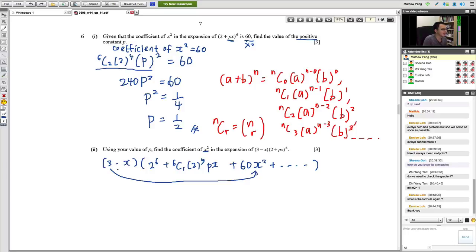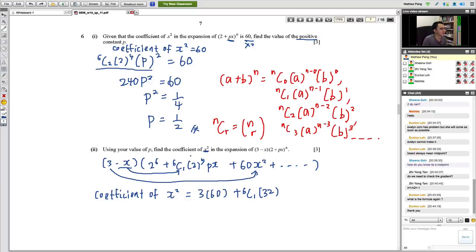Okay, and then my negative x I will multiply with x to the power of 1, then actually I can get x squared. Alright, so I will write here: the coefficient of x squared is equal to, 3 will multiply with 60, plus this one, so it will be 6c1 multiply 32.